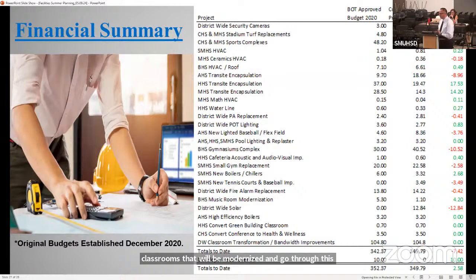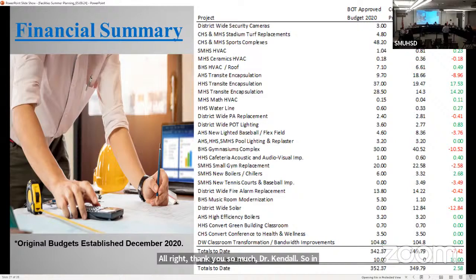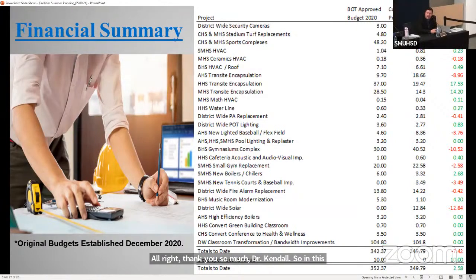And with that, Yancy, our financial reports. All right. Thank you so much, Dr. Quintana. So in this report for the financial summary, there's 3 categories. There's the Board of Trustee approved budget from 2020. So just to be clear, that was an initial budget within the planning of the bond. The numbers actually came from projections in 2019. So we're almost 5 years from those projections right now, but it was the basis that we came up with.